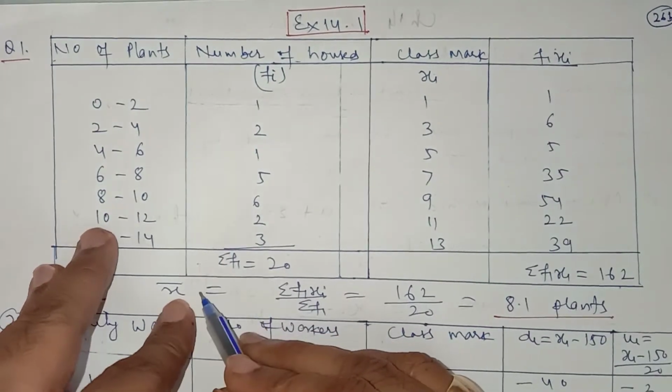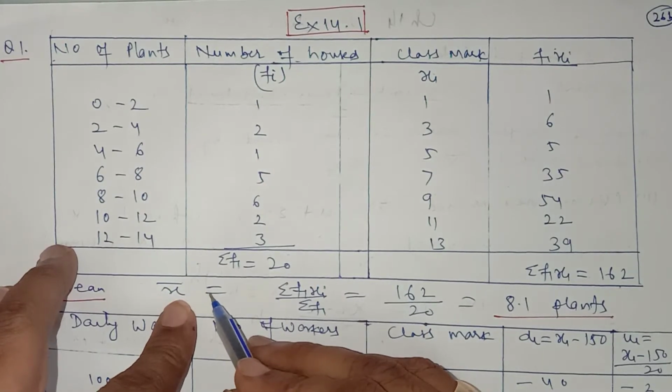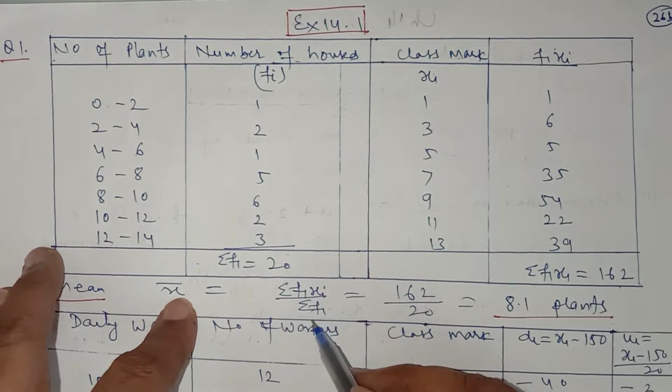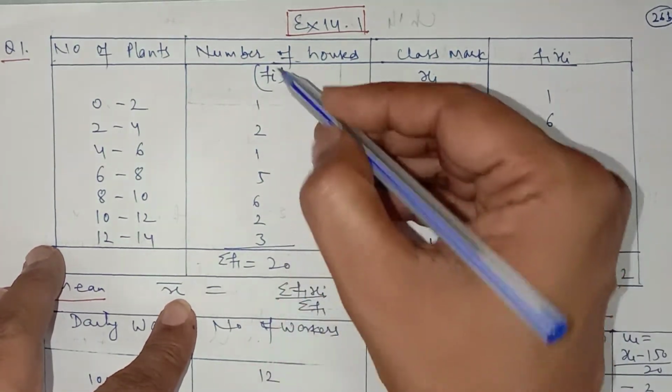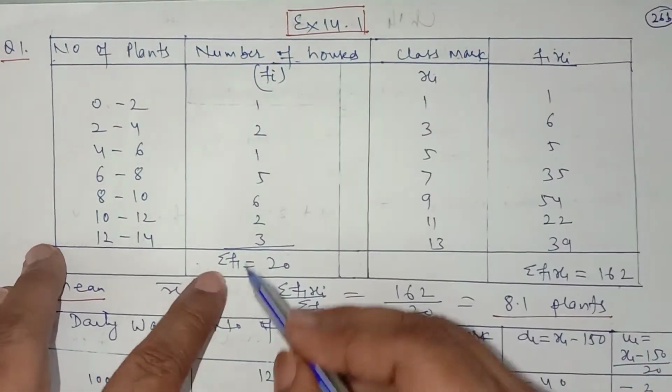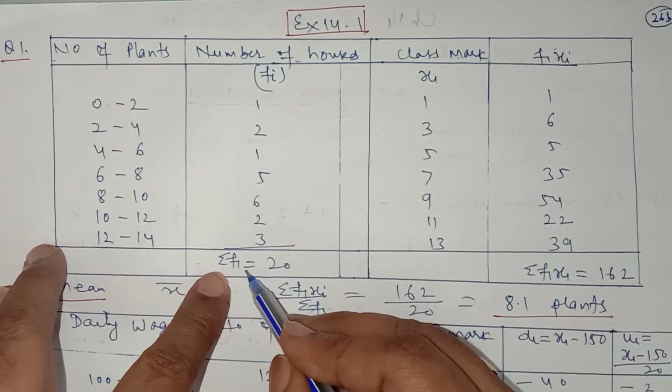Now we know that the formula for the mean by the direct method is summation fi into xi upon summation fi. Summation fi is the sum of all the frequencies. So you have to add all of these, which will be equal to summation of fi.